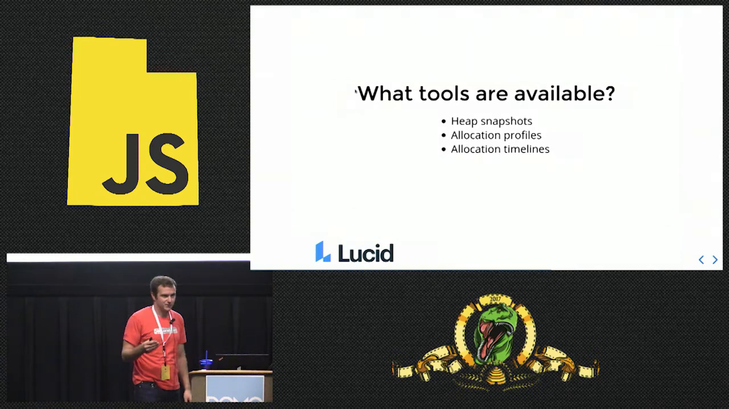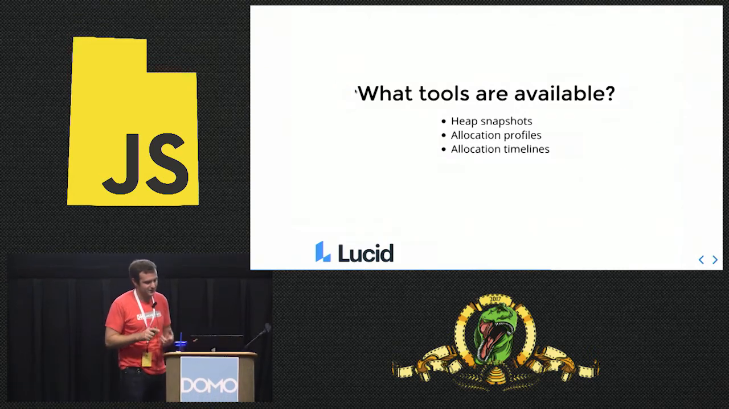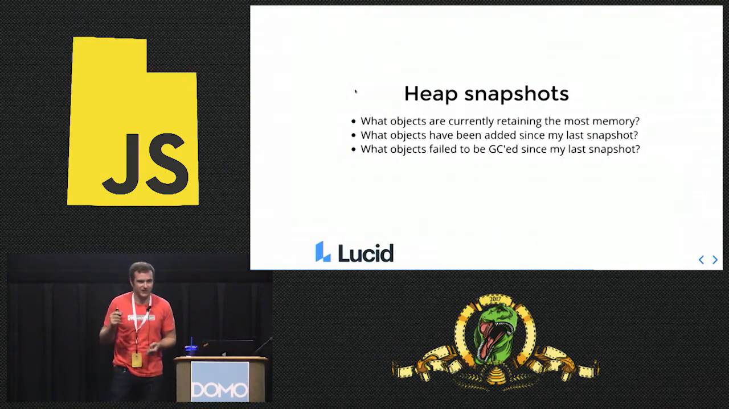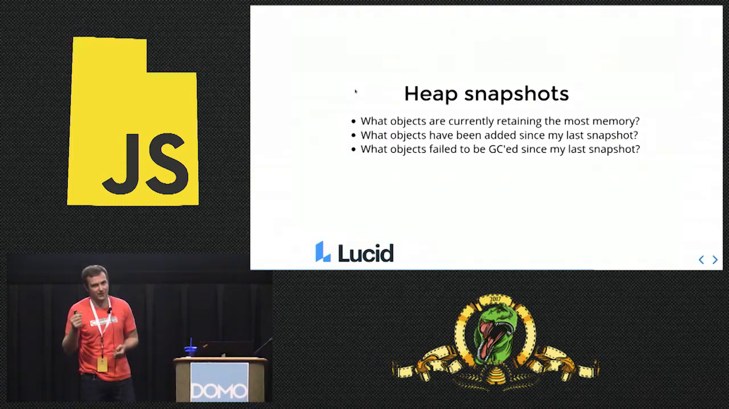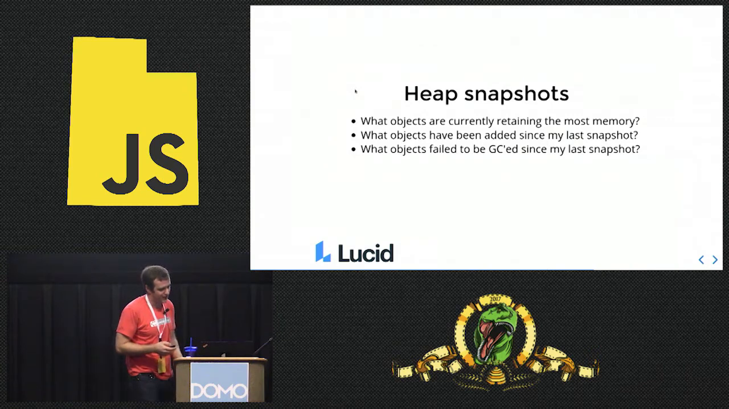And there's a variety of tools in the Chrome dev tools to help you with that, and we're going to walk through a quick example of each of these. There's heap snapshots, allocation profiles, and allocation timelines. Heap snapshots are really the go-to. These are the workhorse of the memory analysis tools in Chrome. This will tell you what objects are there right now.